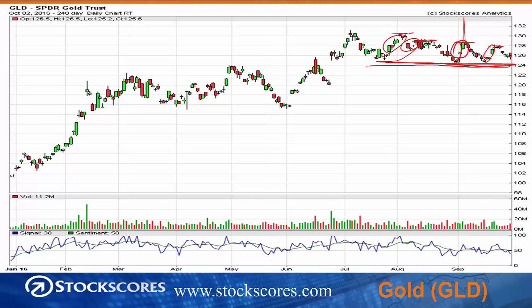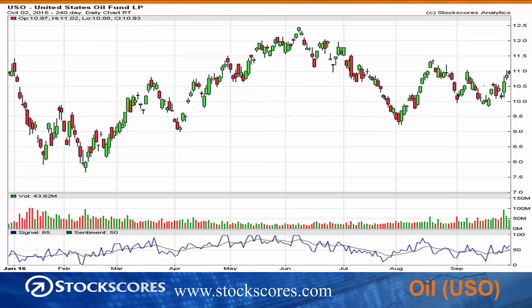Now the longer term chart is still in an upward trend, but really testing the lower boundary of that. And so you want to watch for a breakdown through that floor. If that happens, that will be bearish for gold.